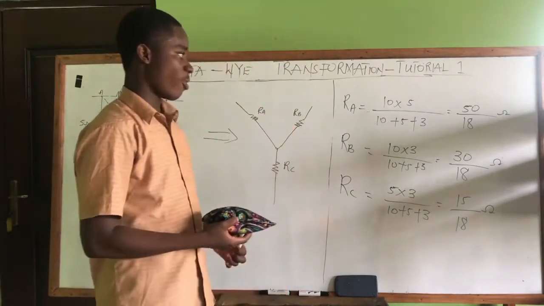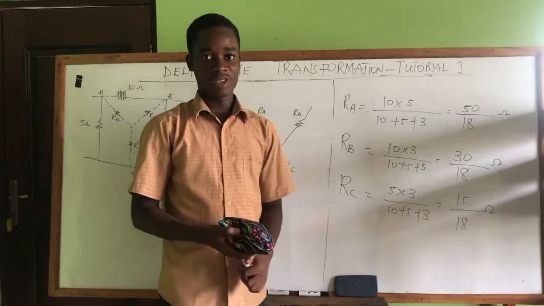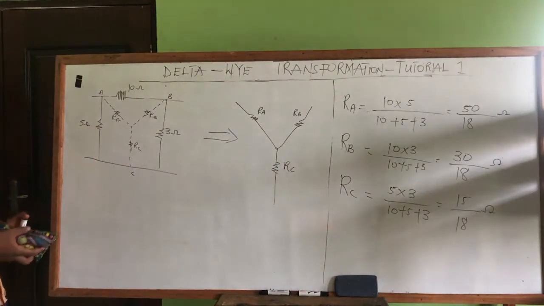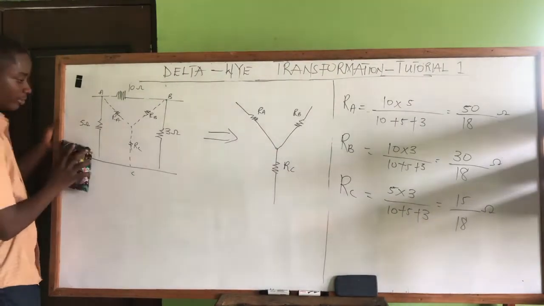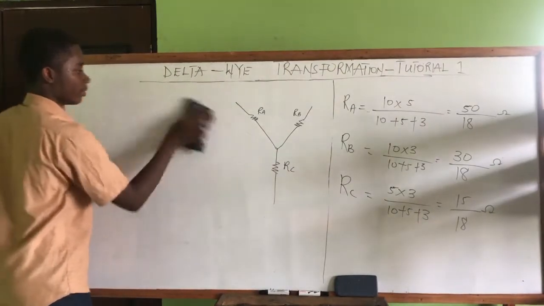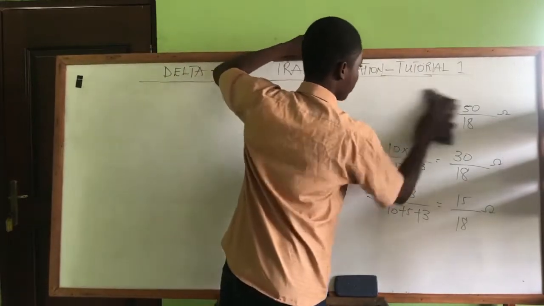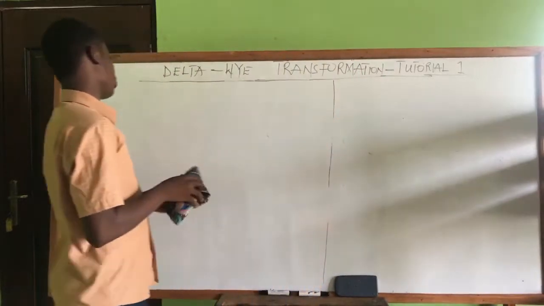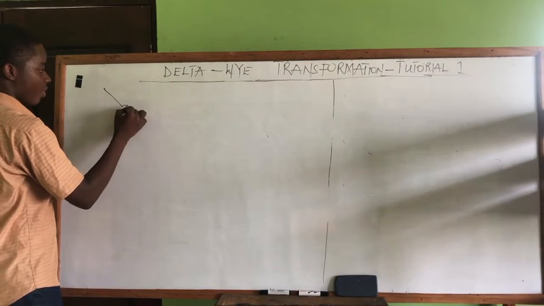We are now going to do from a Y to a delta. That one too is a formula work. So let's see how to convert from a Y network to its equivalent network, which is the delta. Good. So let's draw our Y network. Now we have the Y.